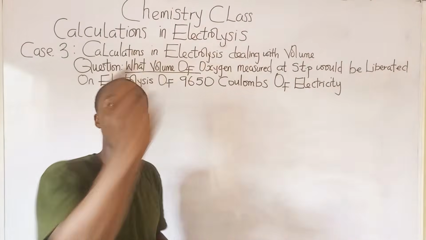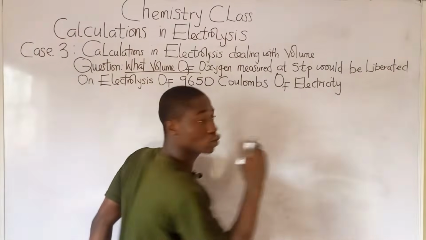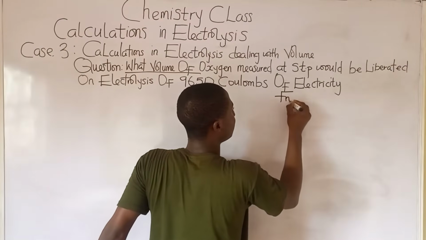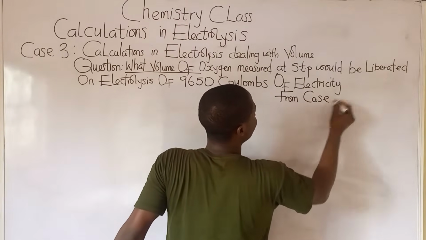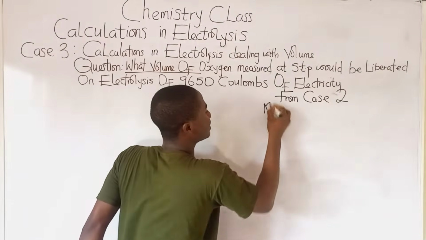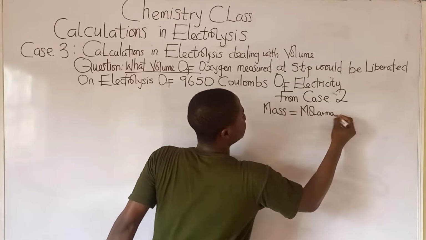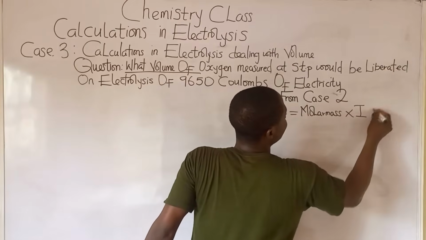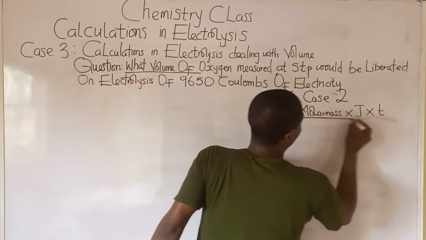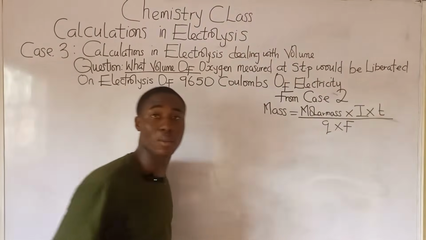So right now, we have to go back to case number 2. Okay, case number 2. And let's solve this question together before I even read the question out. So let's go from case number 2. Okay, from case number 2, what was the formula? We had a formula that says mass is equal to what? Molar mass times I times T over Q times F. This was the case number 2 formula.